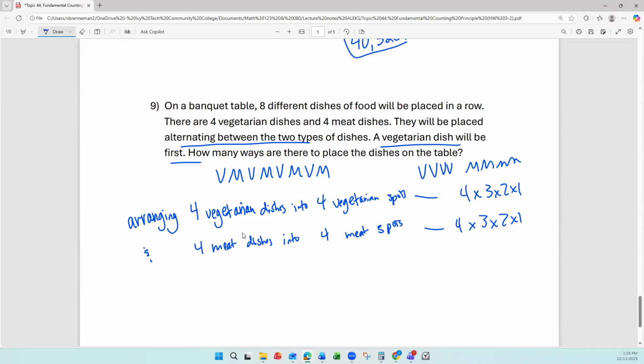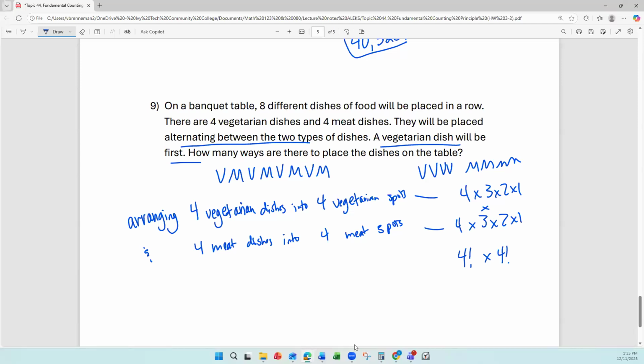And then those get multiplied together because each arrangement of vegetarian dishes can be combined with each arrangement of meat dishes. This can also be shortcutted as 4 factorial times 4 factorial.